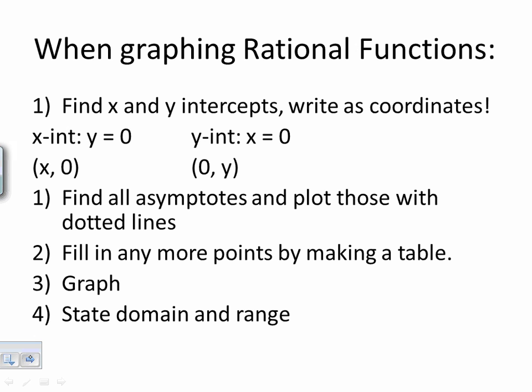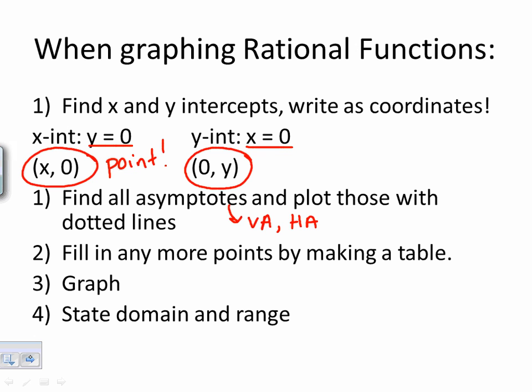So again, in general, we're going to find the x-intercept, and we do that by putting y equal to 0 and always writing it as a point, okay? To find the y-intercept, we're going to set x equal to 0, and again, we'll write it as a point. Then we're going to find all the asymptotes, and so far we've learned how to find vertical asymptotes and horizontal asymptotes. And just a quick review, vertical asymptotes are where the denominator equals 0. And then any more points, and when you fill in those points, I always pick points around the vertical asymptote. It usually will help you out a little bit, and make a graph. After you get the graph, you can state the domain and range.